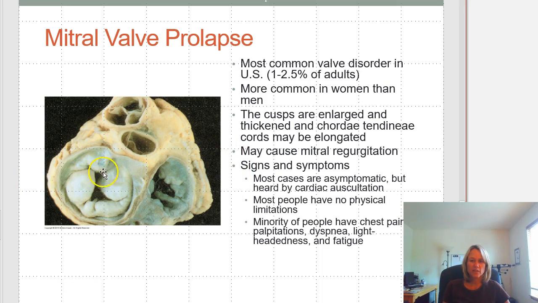These cusps are kind of enlarged and thickened, and they may cause mitral regurgitation. Most often they're asymptomatic, but they can be heard with the stethoscope, and most people don't have any physical limitations. If it's severe enough, those people may be taking antibiotics to prevent getting infection of the heart valves, infectious endocarditis.